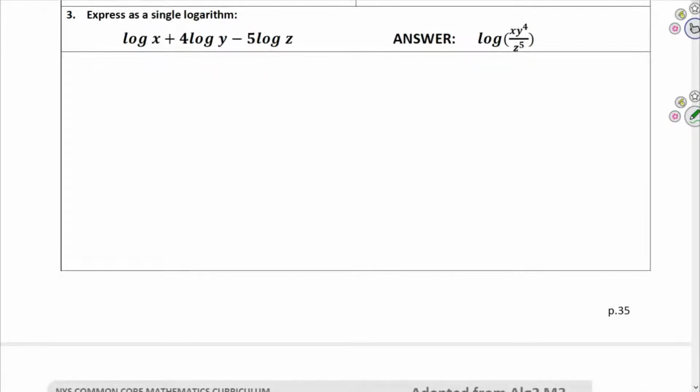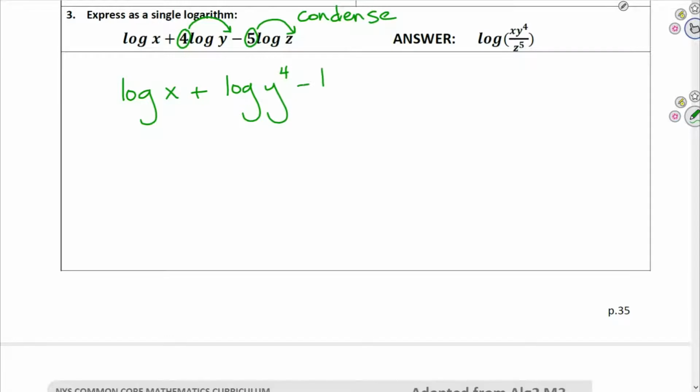Express as a single logarithm. That means to condense. Okay, I have the log of x plus 4 log y minus 5 log z. The first thing that I see is that I have some coefficients. Before I put it into one logarithm, I first look for coefficients, and I have them here. So I'll take those coefficients and use the power property to make them exponents, so it's easier for me to condense it later. So I get the log of x plus the log of y to the fourth minus the log of z to the fifth. Okay, and that's by the power property.